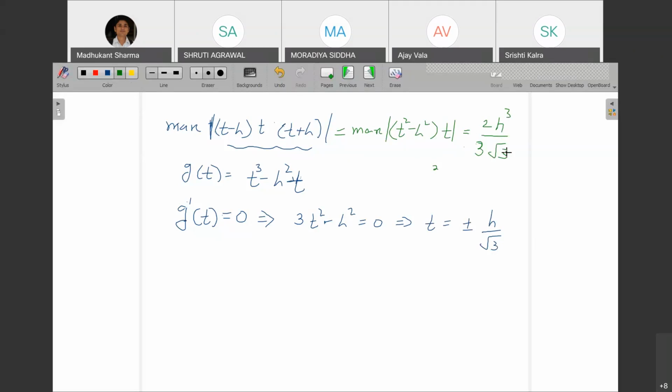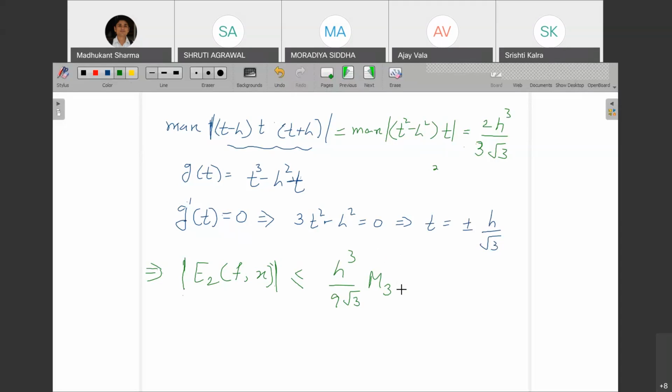And hence this implies the bound on the error in quadratic interpolation, that is mod of e2 f x. So this is less than or equal to, if you fit all the values, h cube by 9 root 3 times m3. Just fit the value.